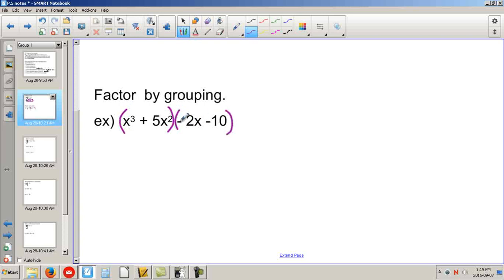Now notice how I kept the negative attached to the 2. That's important because this 2 is negative. Okay, so I need to keep that attached there. So now I look at this parentheses, and I just want to factor this.